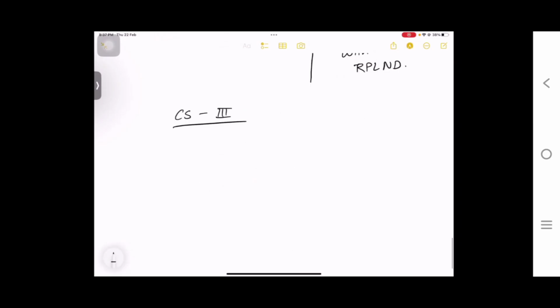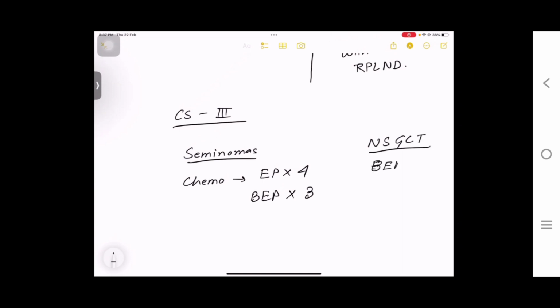Now, the treatment of testicular tumors based on stage 3. For a seminoma testis, you have to first go for chemotherapy. So with every progressive stage, you are either increasing the number of cycles or you're adding one more mode of treatment. So for chemo, you have EP 4 cycles or BEP 3 cycles. And for non-seminoma germ cell tumor, you have BEP 4 cycles, or we can go for VIP in high-risk patients.